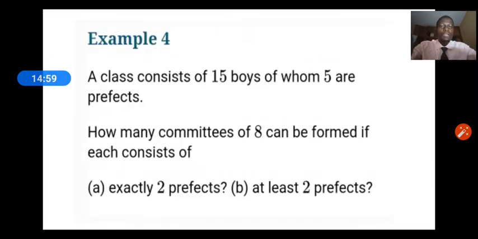Good. Now let's look at example 4 very quickly. A class consists of 15 boys, of whom 5 are prefects. How many committees of 8 can be formed if each consists of exactly 2 prefects? Let's see how we translate that here.